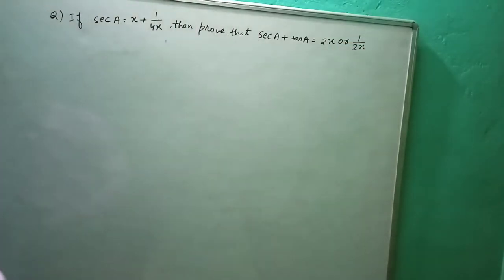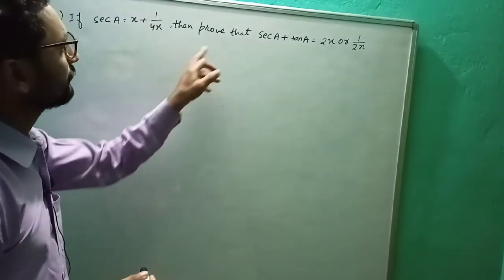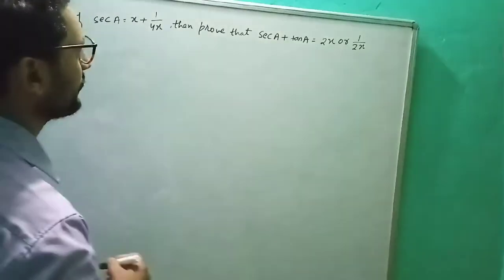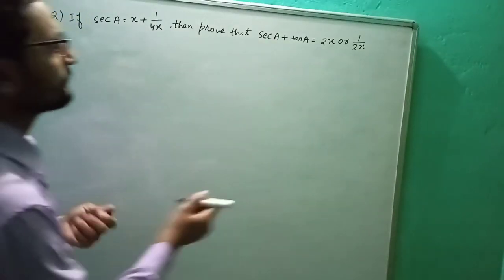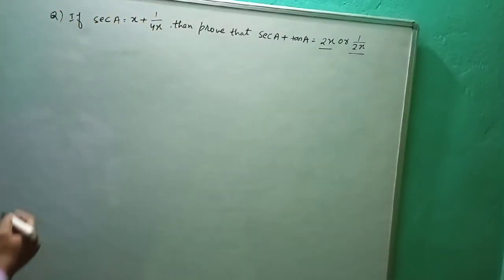So this is the question: sec A is given as x plus 1 upon 4x, and then prove that sec A plus tan A equals 2x or 1 upon 2x. So we have to prove these two answers, either 2x or 1 upon 2x.